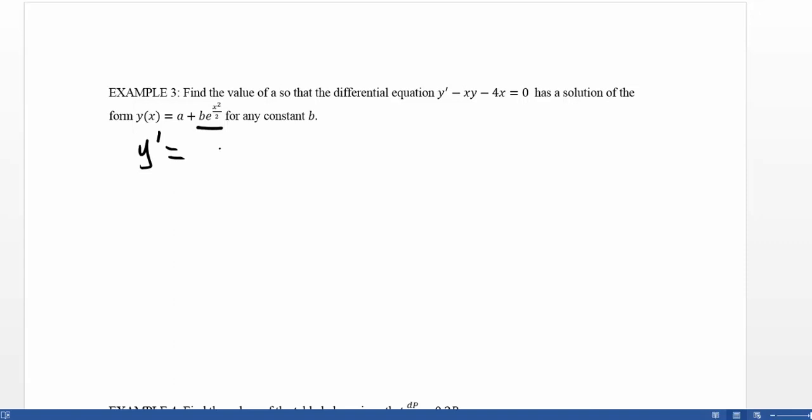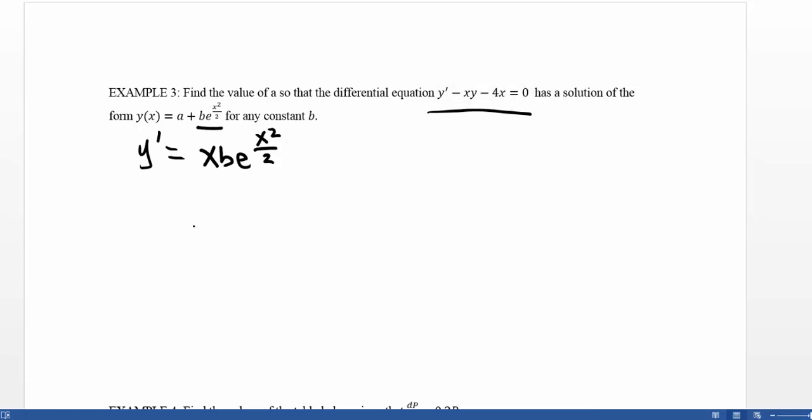And so for my e term, when you take the derivative of e to something complicated, which is what we have here, we get the same thing back, so be to the x squared over 2, times the derivative of the power. So the derivative of x squared over 2 is x. So I'm going to write that in front. So the derivative of my function looks like this. And again, I was using the chain rule to find that. And now I need to plug in all the pieces to see what I can figure out.